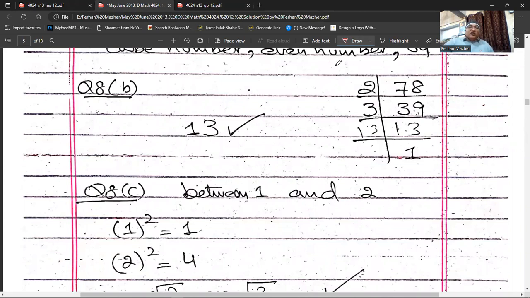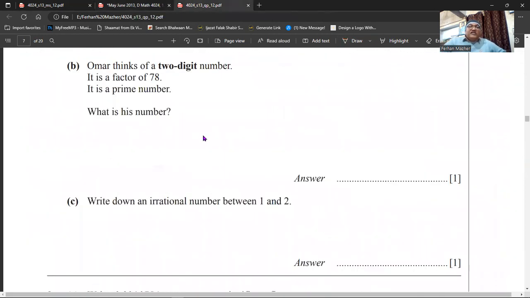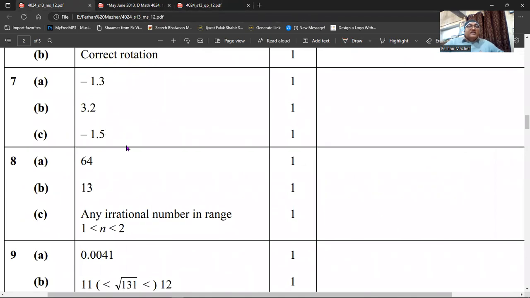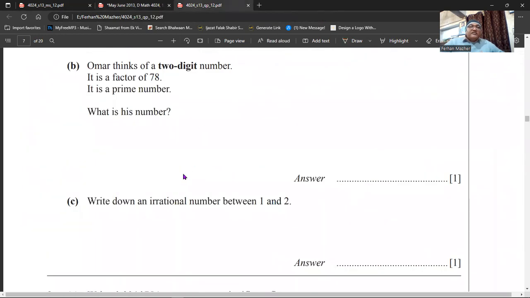13 divided by 13 is 1. So these are its factors, and the 2-digit factor which is a prime number will be 13. He said the 2-digit number is a factor of 78 and is a prime number. So that will be 13. 13 is the right answer, sir.